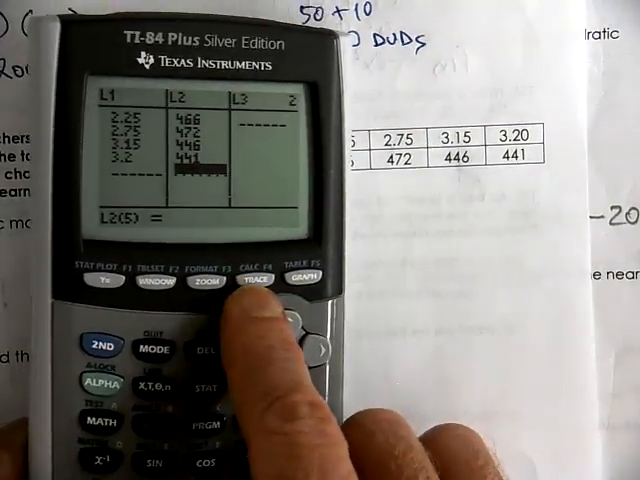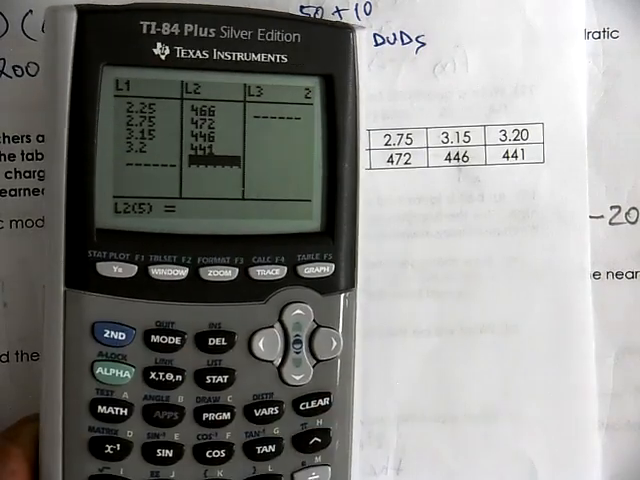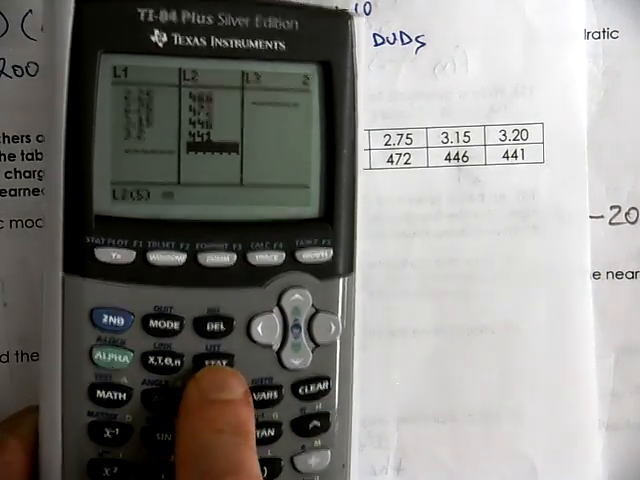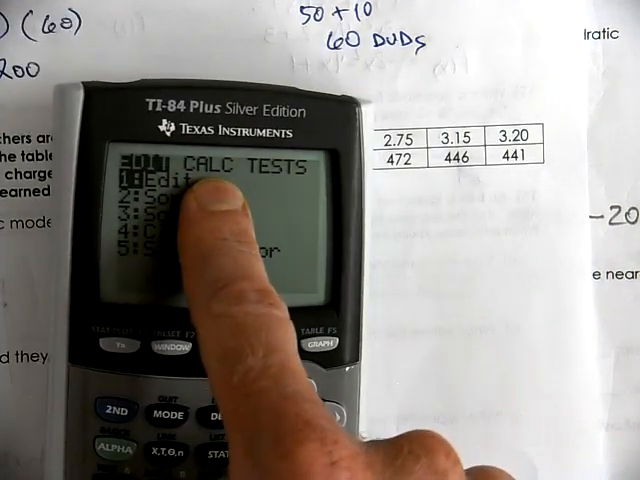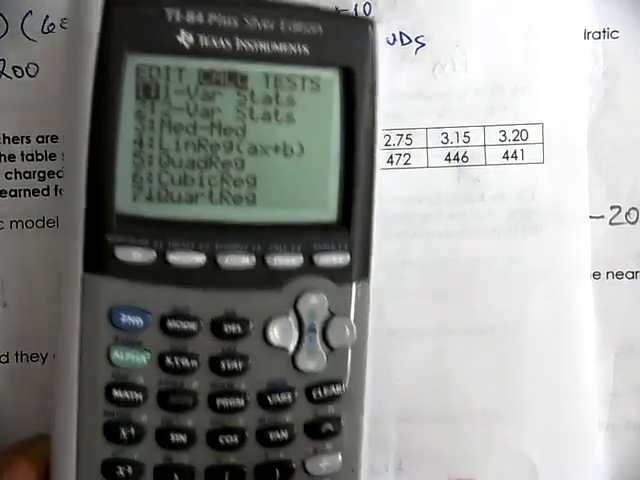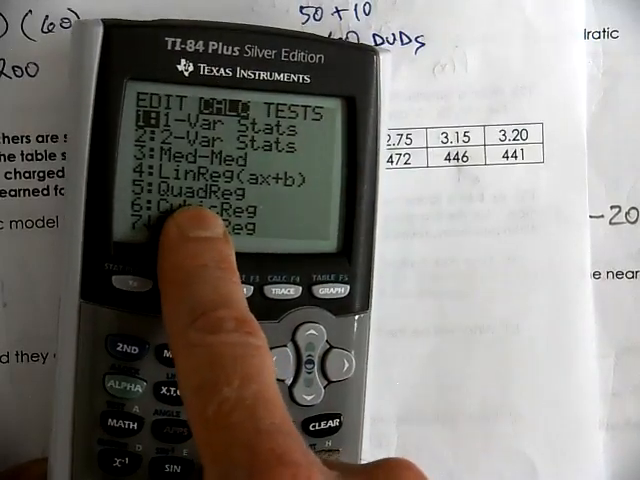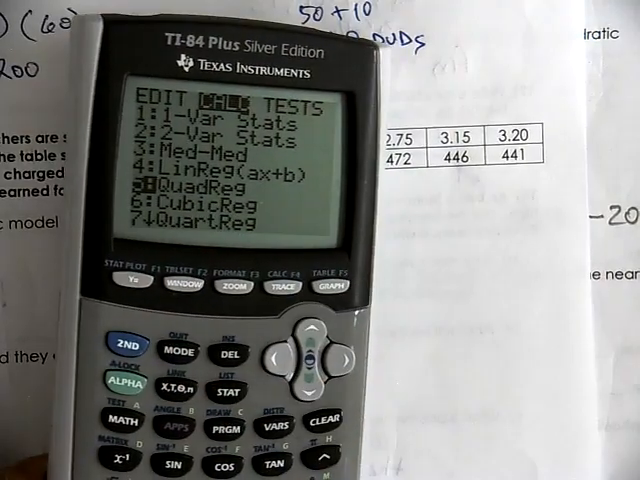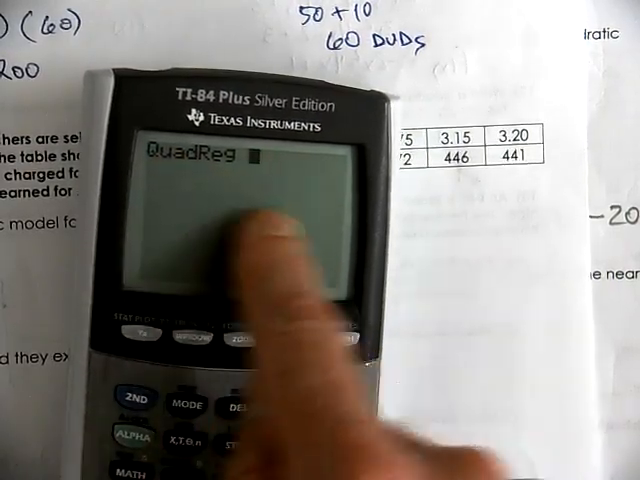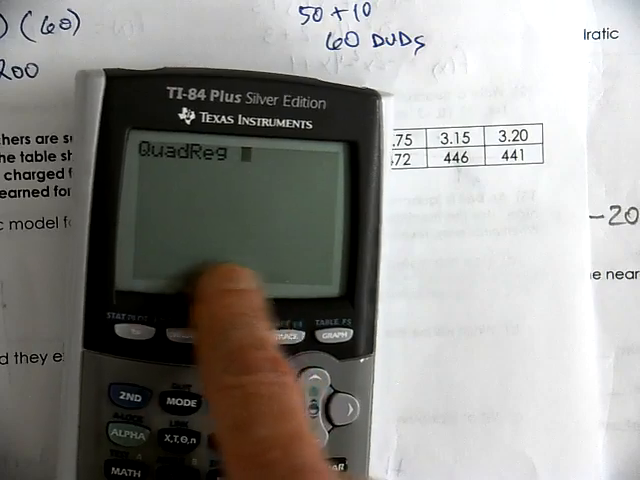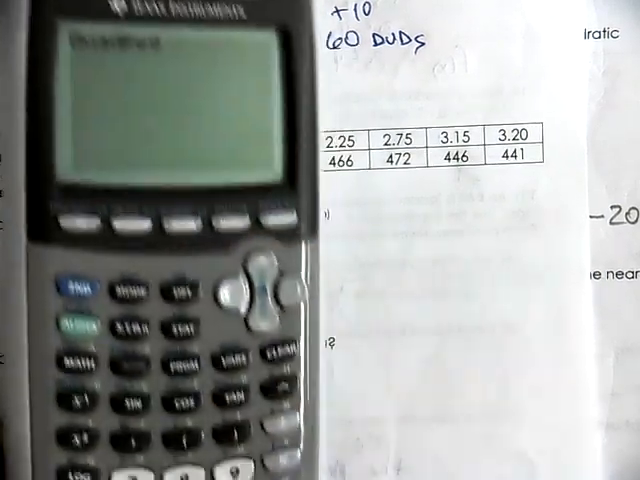We can go to second. Nope, sorry, take that back. We're going to go to Stat, over to Calc, down to Quadratic Regression. Some calculators will have multiple lines. You've got to move down to Calc, Calculate. I can just hit Enter.